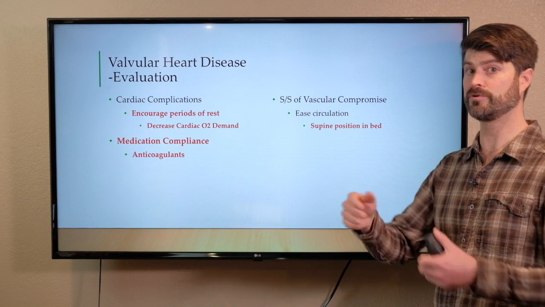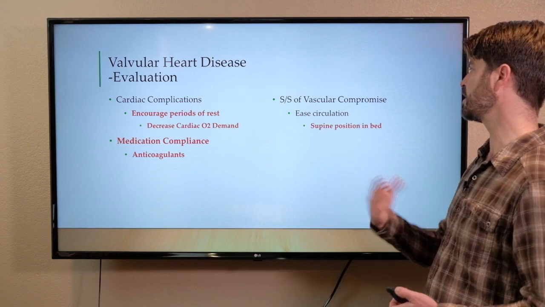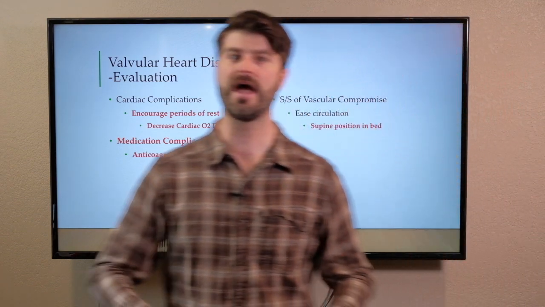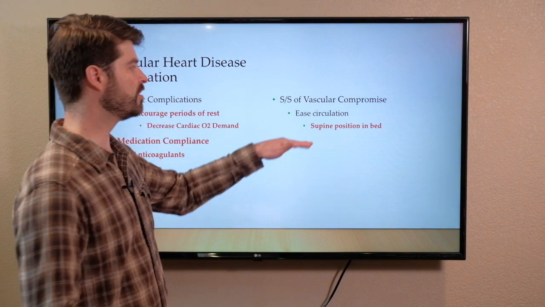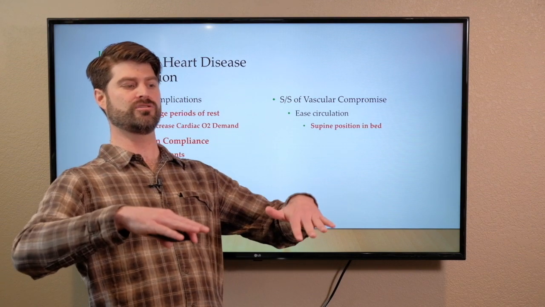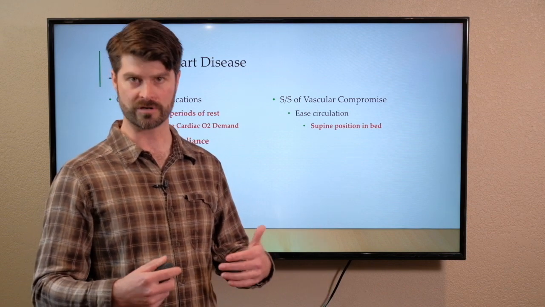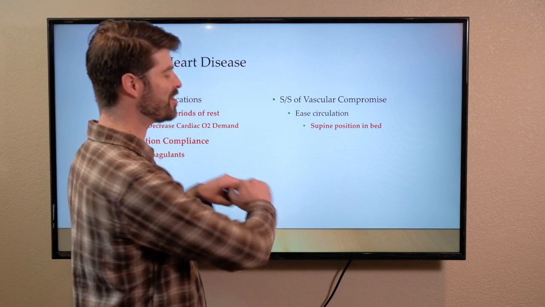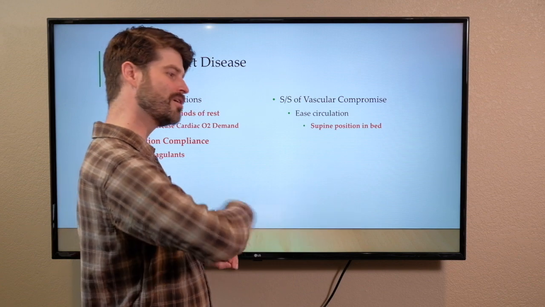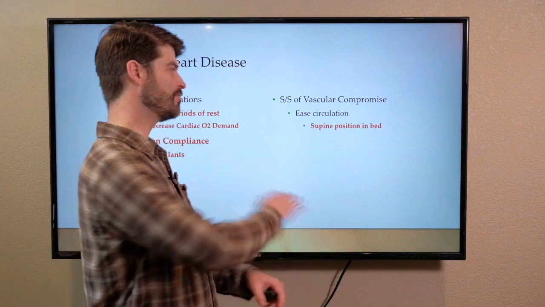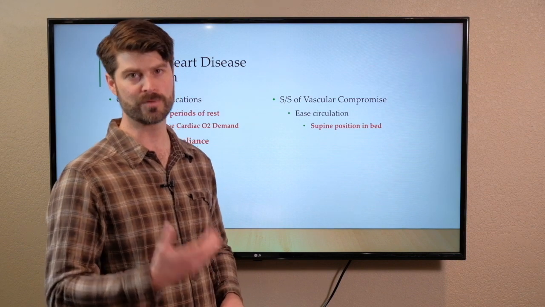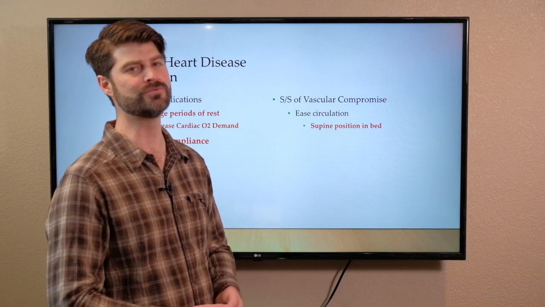And then we need to look for complications or advancement of the disease. So signs and symptoms of vascular compromise, we want to ease circulation. If they're having shortness of breath, if they're having symptoms of mitral valve prolapse, we want to lay the bed down, get them in a laying position, so that they're... words are hard. Let me try this again. We want to lay them down to decrease vascular resistance. If they're laying flat, the body doesn't have to work as hard to do circulation systemically. So if we lay our patients down, that's going to facilitate or ease circulation. They don't have to have as much cardiac output in order to adequately perfuse all their tissues.